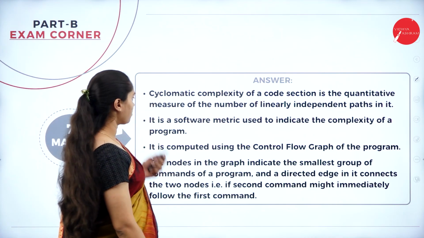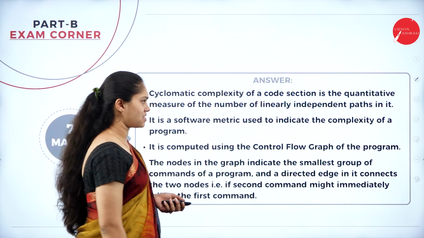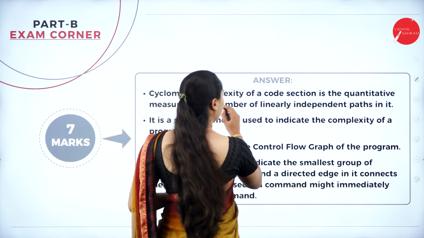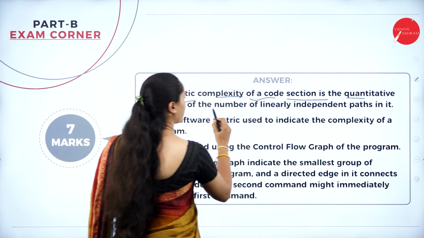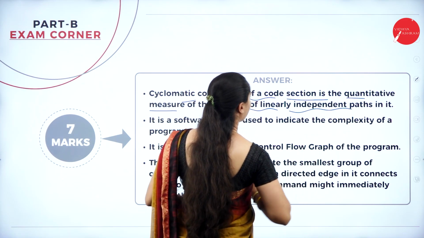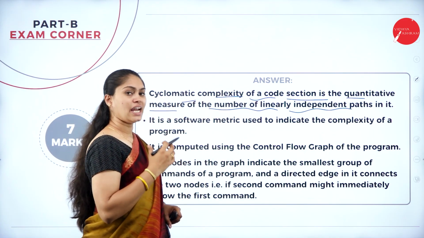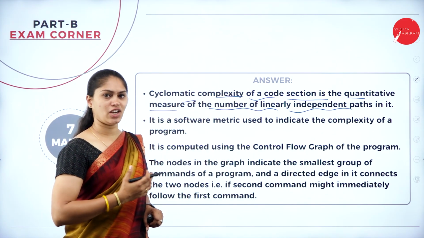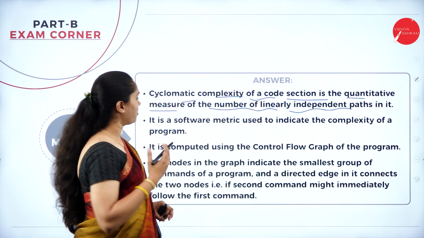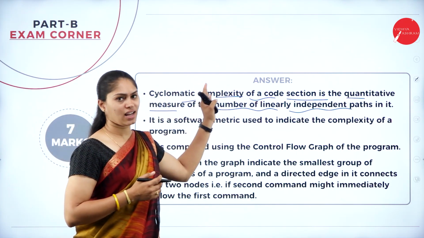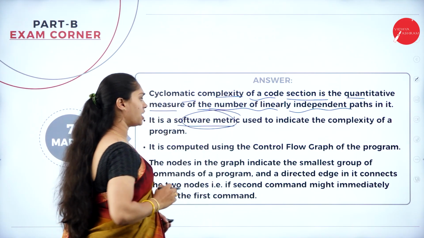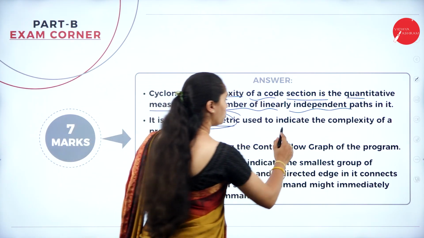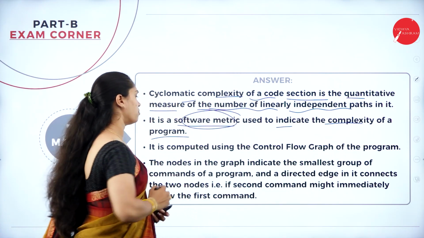Then what do you mean by cyclomatic complexity? The cyclomatic complexity of a code section is the quantitative measure of the number of linearly independent paths in it. So mainly, in order to measure the complexity of written code, we are going to have this cyclomatic complexity. It's a software metric. This is also one of the software metrics used to indicate the complexity of a program.